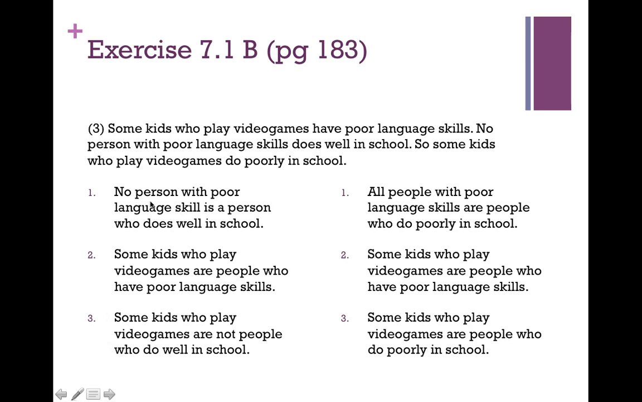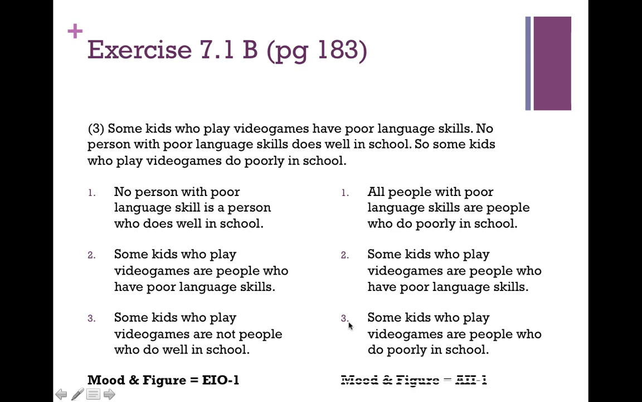But in this one we have E, I, O, and then let's look at what the figure is. A person with poor language skill, that is the subject term. Kids who play video games, that is the predicate term here. If the middle term is the subject of the major premise and it's the predicate of the minor premise, then we have first figure. E, I, O, 1. Over here, what we have is A, I, and then I.